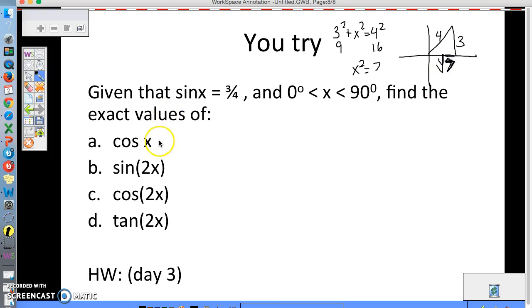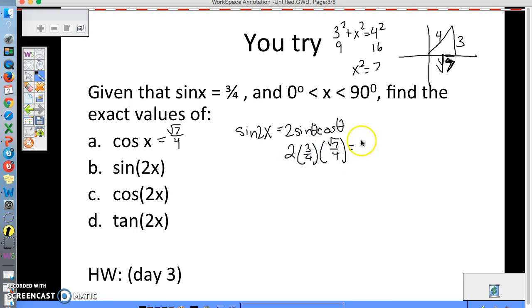And it asks for the cosine. So this would be root 7 over 4. And then our sine of 2x. We know this is 2 sine of theta cosine theta, or x, of our angle. So we have 2 times 3/4 times root 7 over 4. So 2 times 3, so we have 6 root 7 over 16. And you could reduce this down to 3 root 7 over 8.